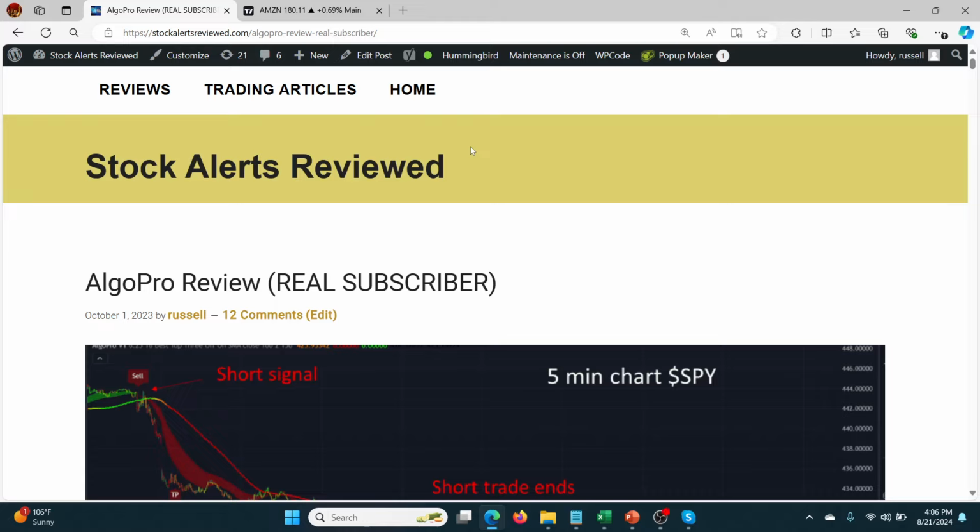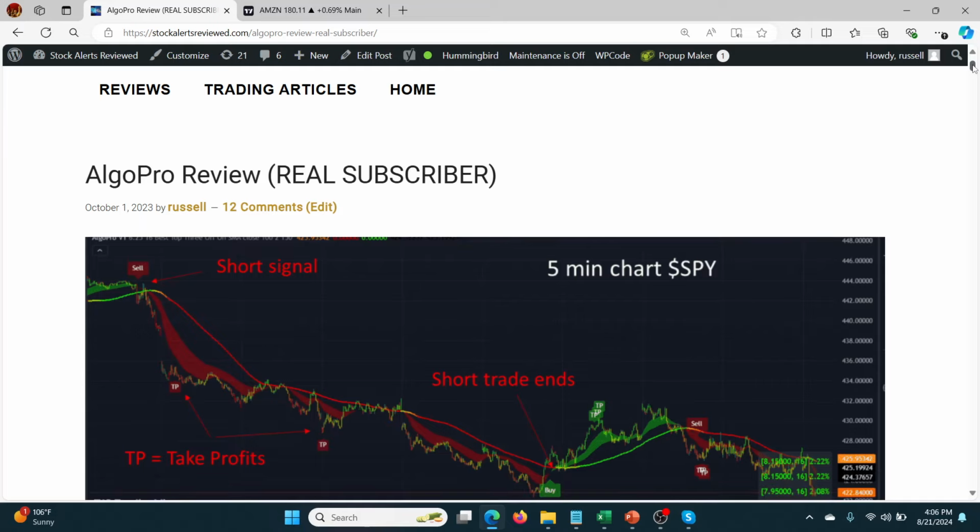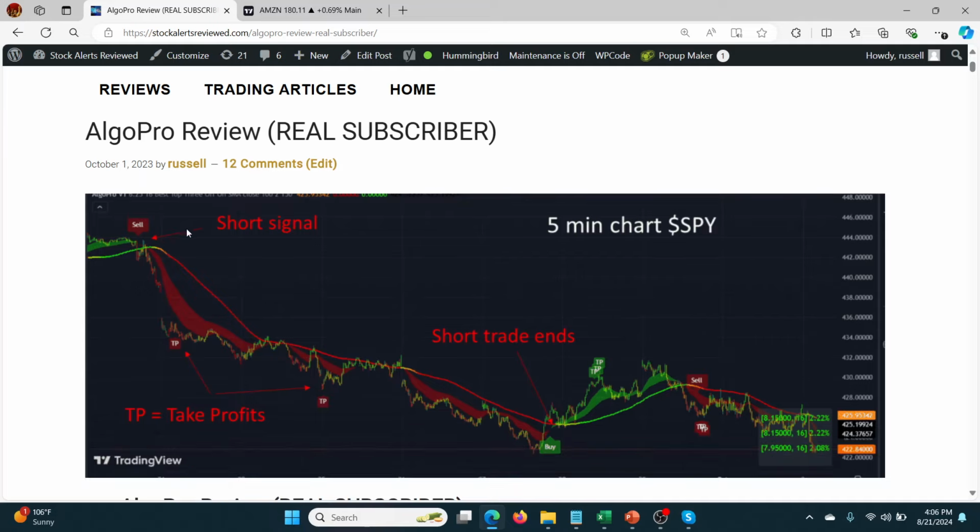It's been a while since I did a review on AlgoPro, so I've definitely done a lot on this over the last 6 months or so. AlgoPro is a TradingView indicator system. It's a premium but low-cost TradingView indicator. You can see in this review article here that you get signals when to short, for example, or when to buy, to go long, profit targets, stop losses, all that sort of stuff.